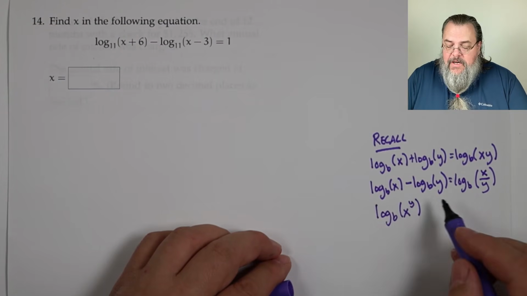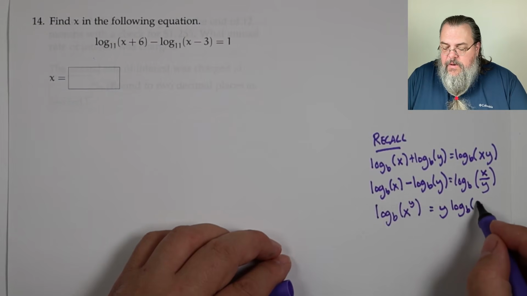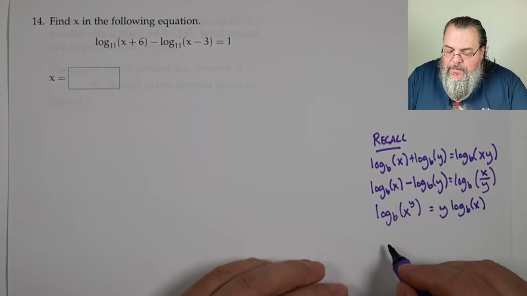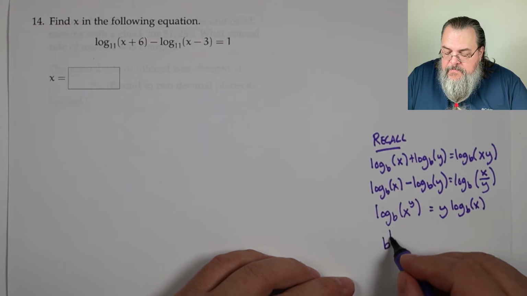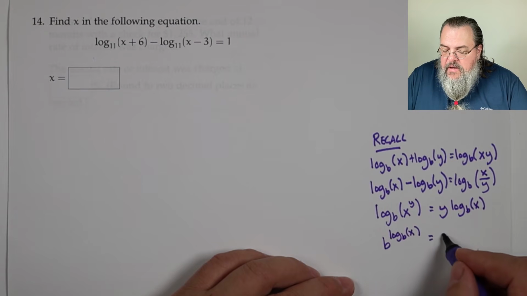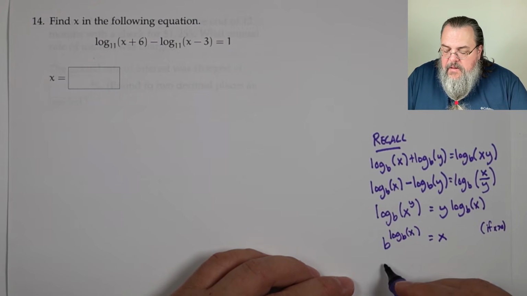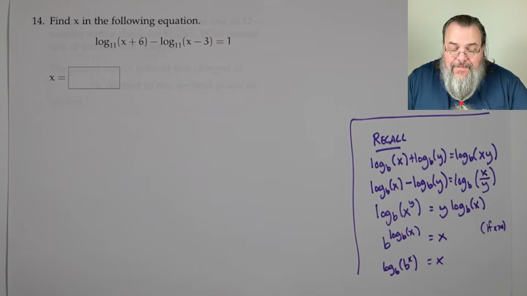Log base b of x to the power y, the power comes down. So that's one of the reasons why we like logs. It brings exponents downstairs. And one that we did on the last problem, and we'll mention again here, b to the log base b of x is x, and technically we should note if x is positive, and log base b of b to the x is x. All right, so these are our wonderful properties of logs.